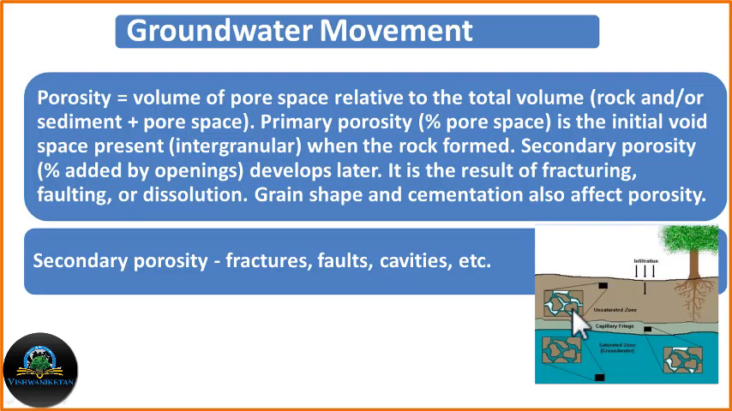There may be two types of porosity. Primary porosity is the initial void spaces present, which is also termed the intergranular space, when the rock was formed. Here also I am taking the example of sedimentary rock. In sedimentary rock, the pore spaces between the grains contribute to the primary porosity.